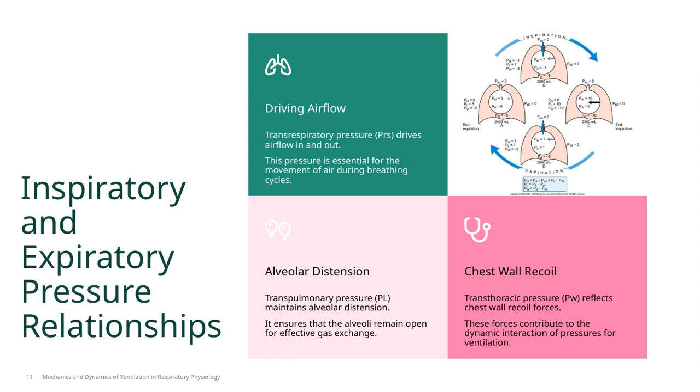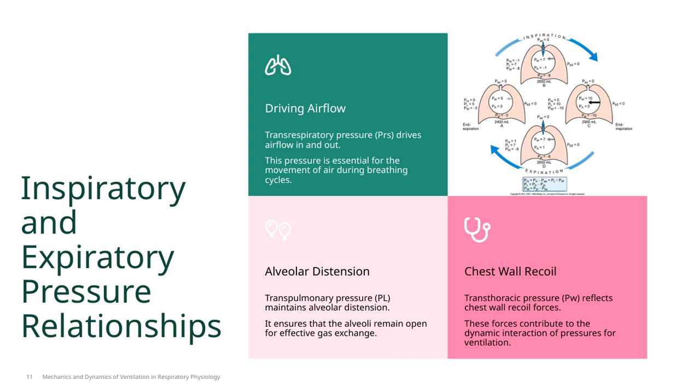Next, we have alveolar distension, which is maintained by transpulmonary pressure, or PL. This pressure is crucial because it keeps the alveoli, those tiny air sacs where gas exchange happens, open and ready for oxygen and carbon dioxide transfer. If alveoli collapse, gas exchange becomes inefficient, so maintaining alveolar distension is vital for proper lung function.